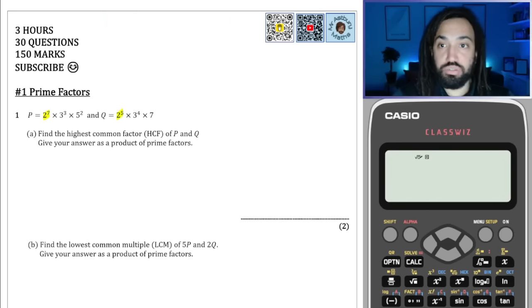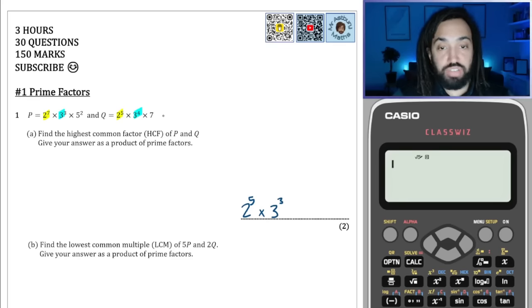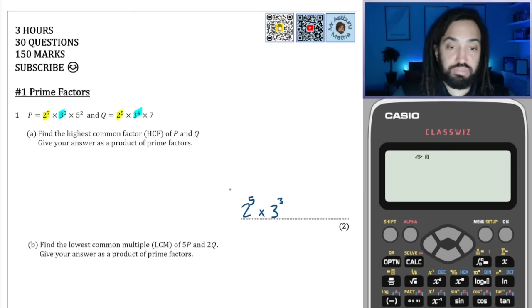So they share a 2, so therefore for the highest common factor it will be 2 to the lowest power, so 2 to the 5. Okay, they also share a 3, and again it's to the lowest power for the highest common factor, and they don't share a 5 and they don't share a 7, so that's it. That is the highest common factor as a product of prime factors.